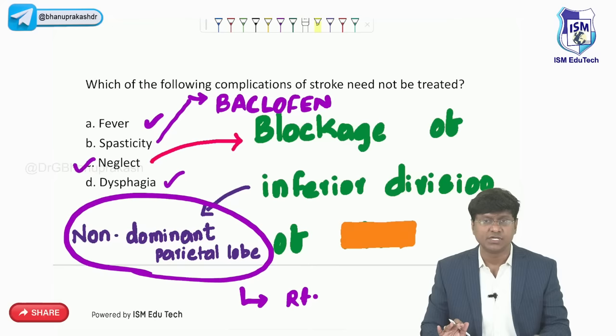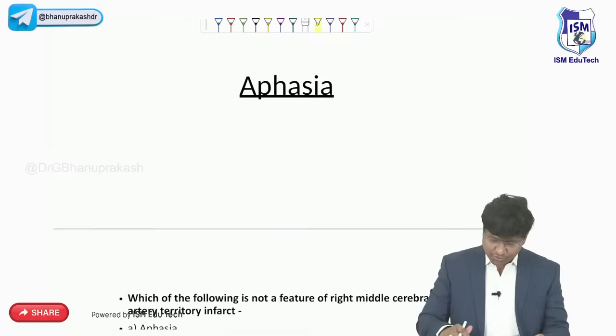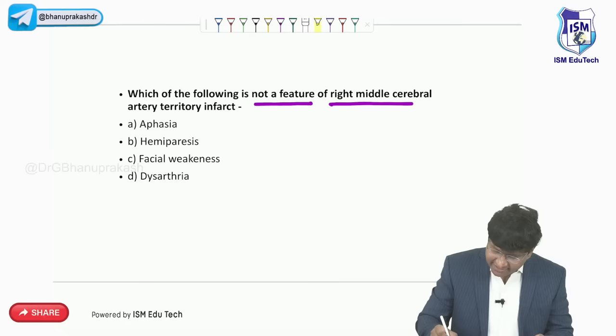Okay. So that was about some part of cerebrovascular accidents. And one important part of the discussion is aphasia. Okay. So you see this question. Which of the following is not a feature of right middle cerebral artery territory infarct?